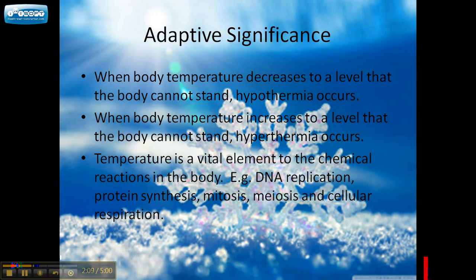Maintaining a constant temperature is also important since the rate of all chemical reactions, and therefore body processes, is dependent on temperature. This would include DNA replication, protein synthesis, mitosis, meiosis, and cellular respiration.